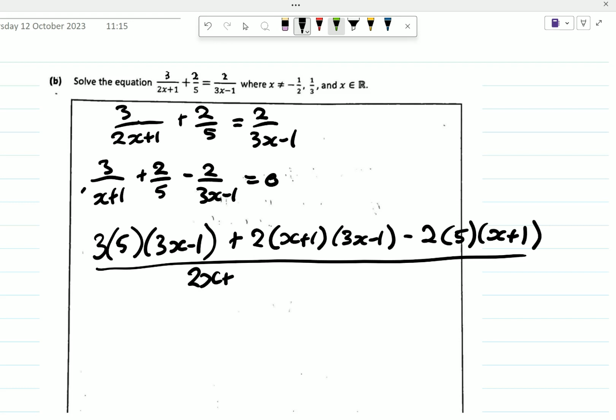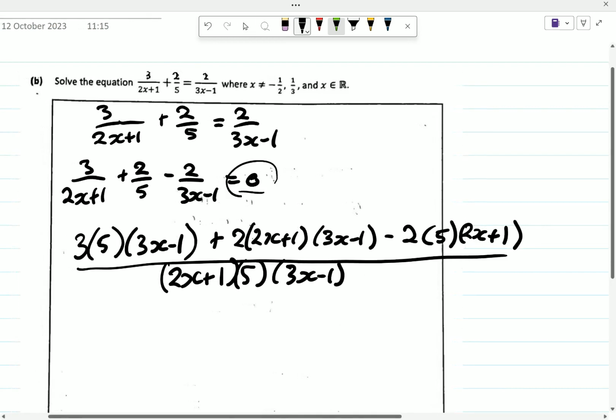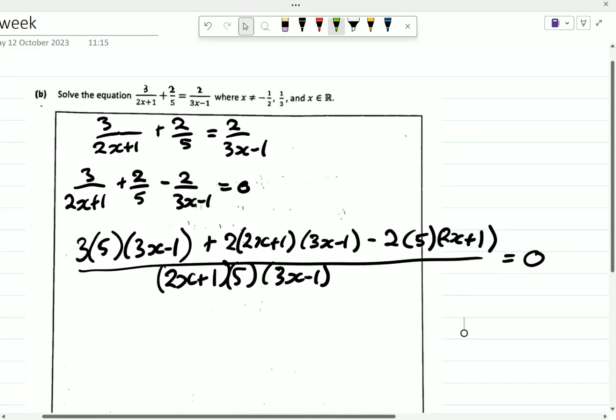So x plus 1, or that should be 2x plus 1, sorry. And that would change these. 2x plus 1. Oh, sorry, it's a bit messy. 2x plus 1. There we go. So 2x plus 1 times 5 times 3x minus 1. So that's your bottom line, all 3 multiplied together. And we can't forget about our 0 at the end. So all of this is equal to 0.